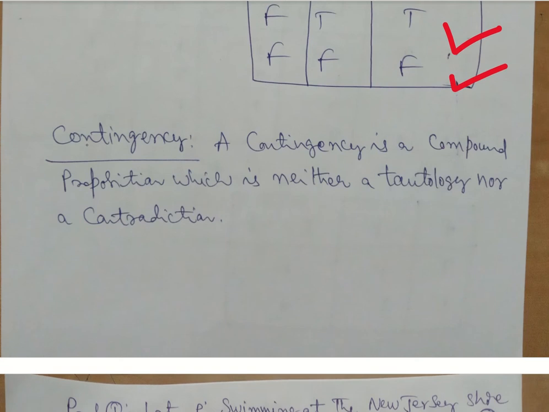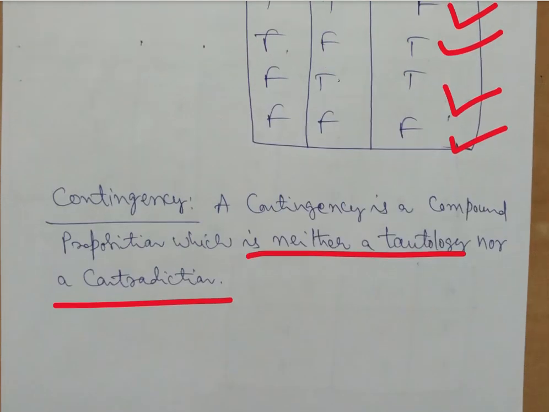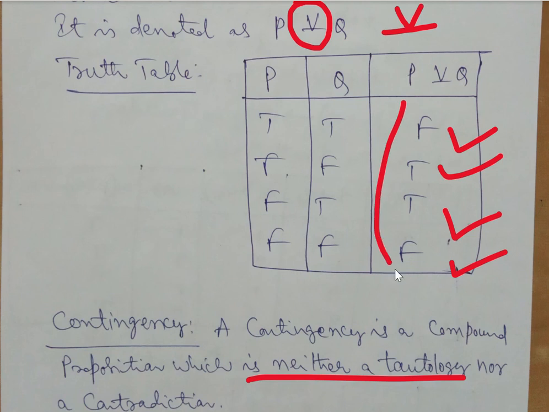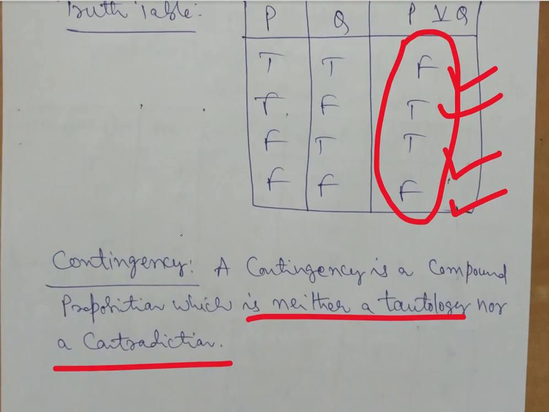Next, we have another mathematical definition, just for your information: what is a contingency? A contingency is a compound proposition which is neither a tautology nor a contradiction. So is the exclusive OR a contingency? Is it a tautology? Is it a contradiction? If all T's were there, we would have said it is a tautology. If all F's were there, we could have said it is a contradiction. But it has a combination of F and T, so we say it is a contingency.